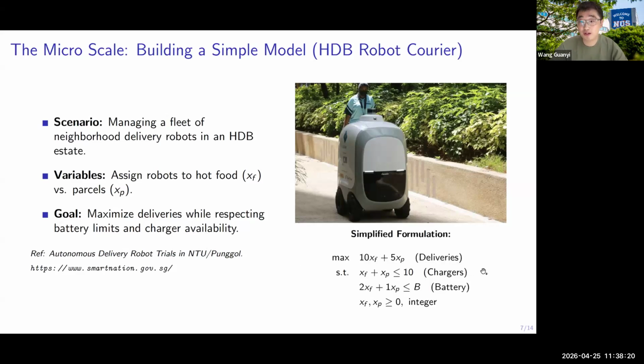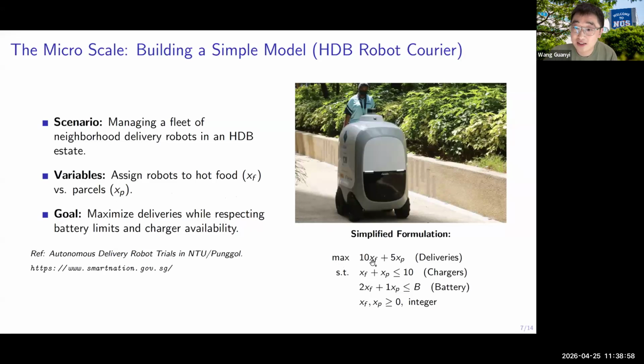So here's the simplified formulation. As you can see, we use the little x under script little f to denote the number of times of delivery for the hot food, and we use the little x under script little p to denote the number of times of delivery for these pencils. Usually the food delivery is more urgent than the pencil delivery.